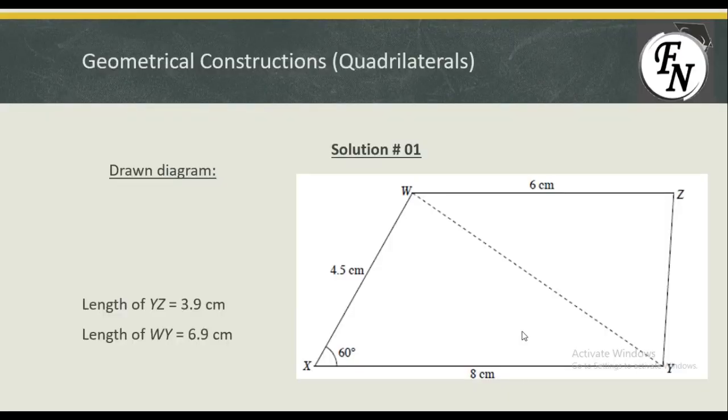After the construction, we have obtained this trapezium in which XY is parallel to WZ as per the given condition, and we need to measure the length of WY. So I have made this line dotted. You can make a full line, and you can measure it with the help of the ruler. So this length of WY would be 6.9 centimeter, and another length we need to measure, that was YZ. So here is YZ, and you can measure it with the help of the ruler as well. This turns out to be 3.9 centimeter.